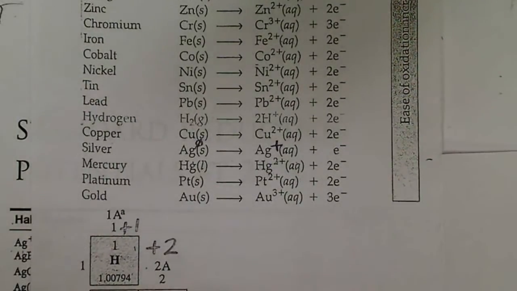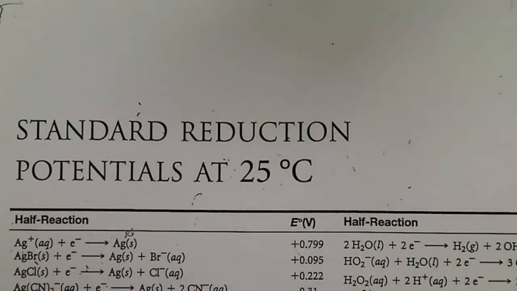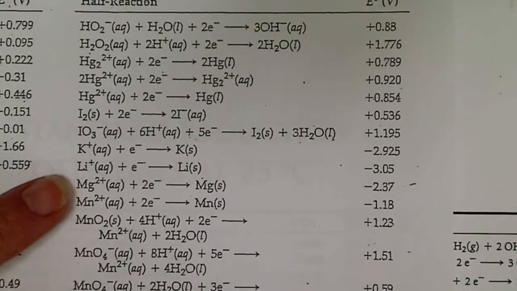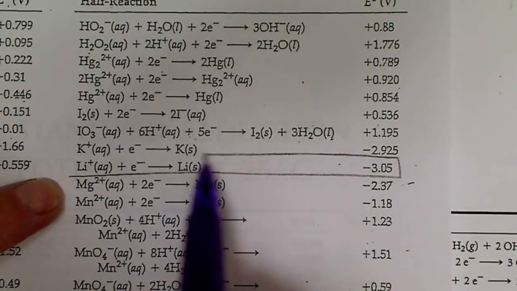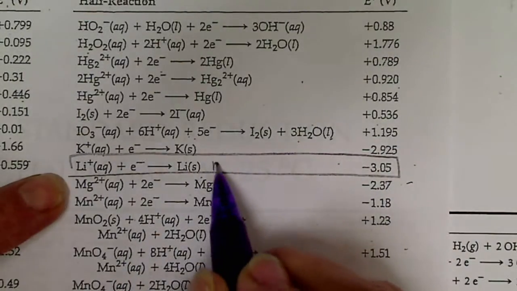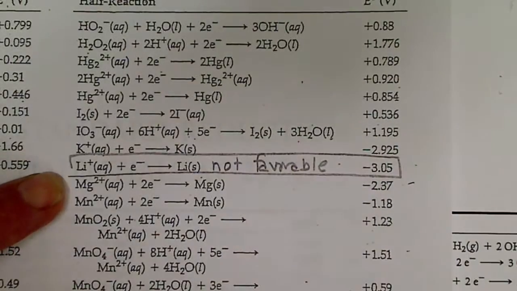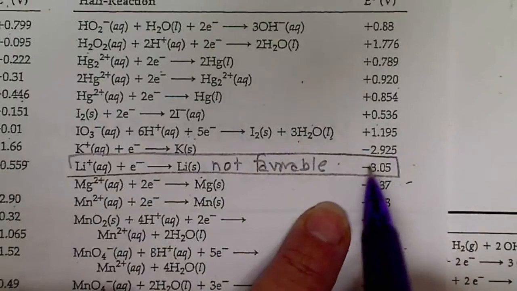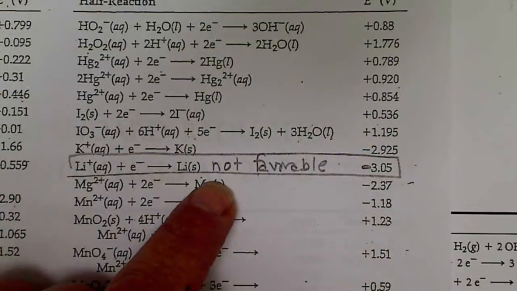So what we're going to do is compare this to some values on the reduction potentials. So if we look at lithium, if lithium is reduced, this is not favorable because lithium prefers to be oxidized instead of reduced. So we're going to see a sign convention, and a negative reduction potential is going to be not favorable.